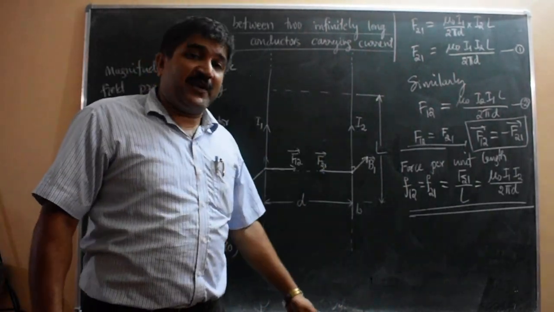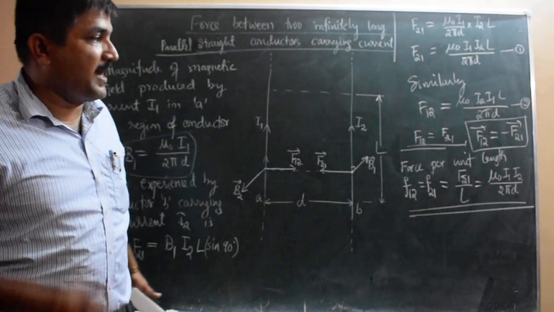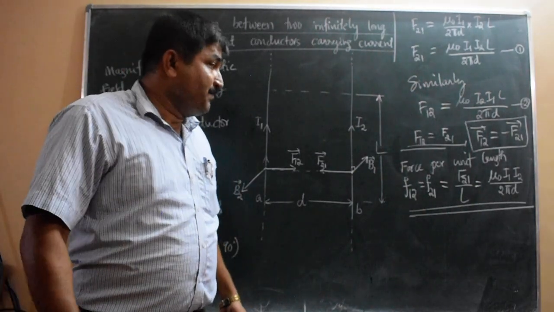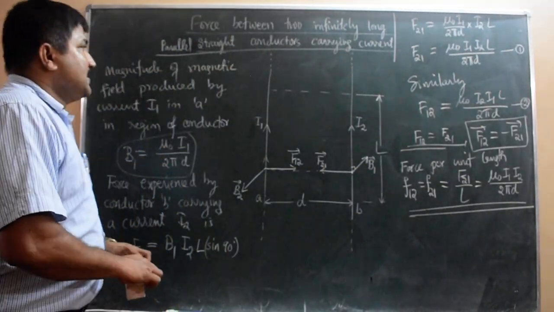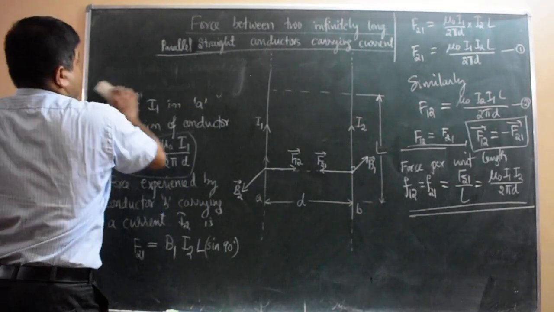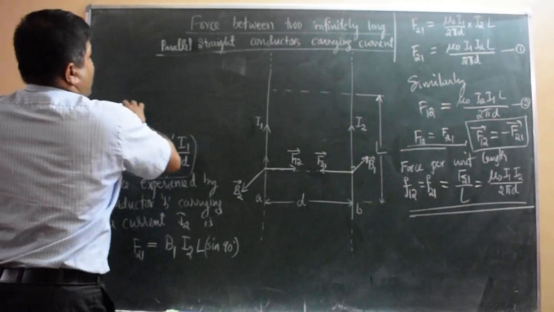Now we define a very important definition, the definition of 1 ampere, the unit of current. Based on this expression, we can define a 1 ampere current. Suppose I take the definition of 1 ampere.